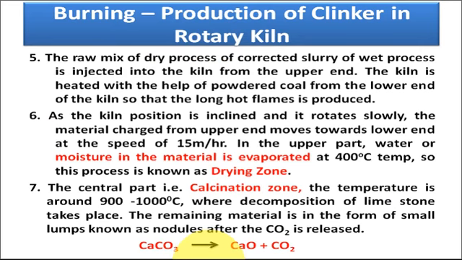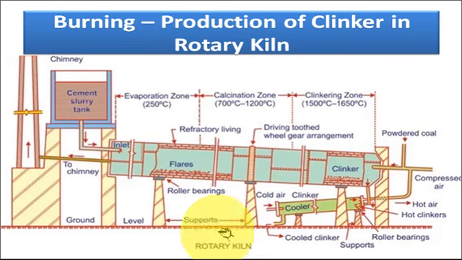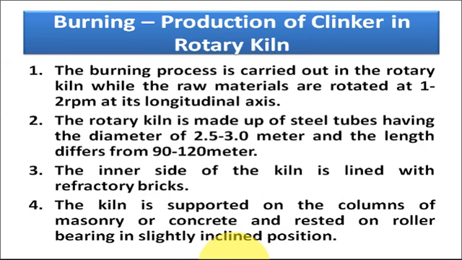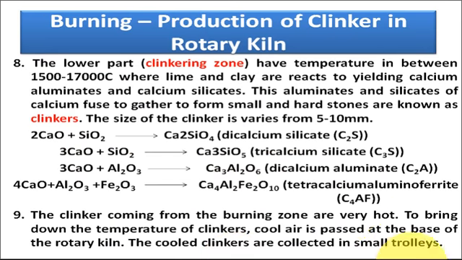Now, this clinker is collected at the bottom part of the rotary kiln. These grey colored stones are collected from here, but they are at very high temperature. So one process to be done here is the cooling of that clinker. To cool down the clinker, we pass cool air here. So this cool air cools down the clinker, and now these cooled clinkers are collected through small trolleys.